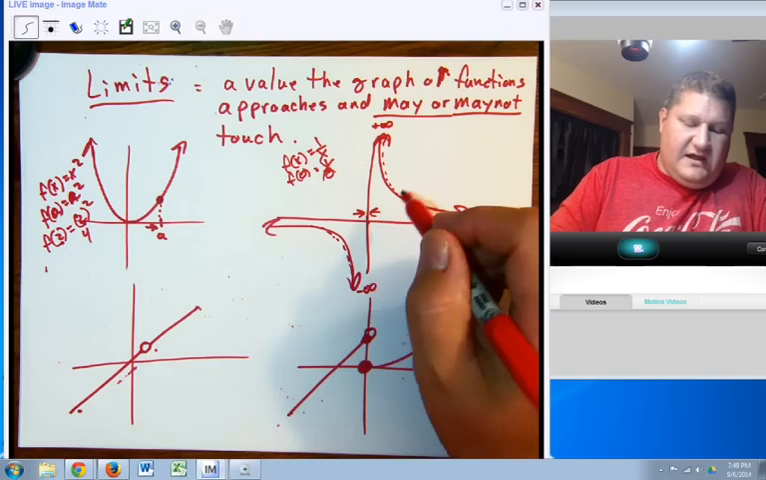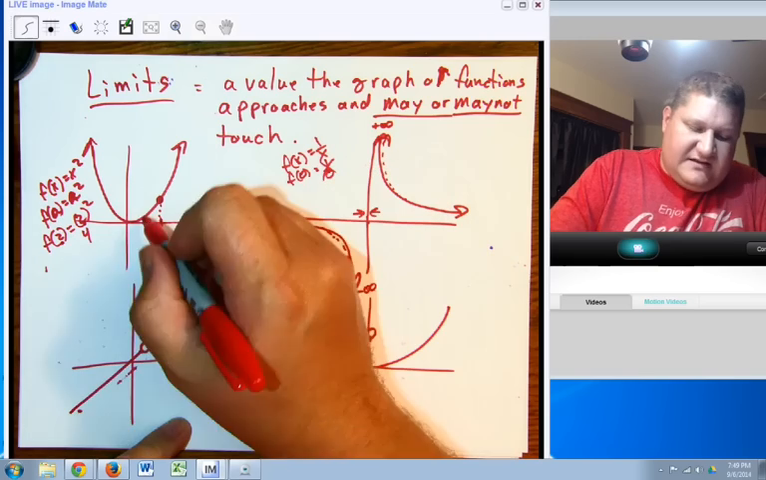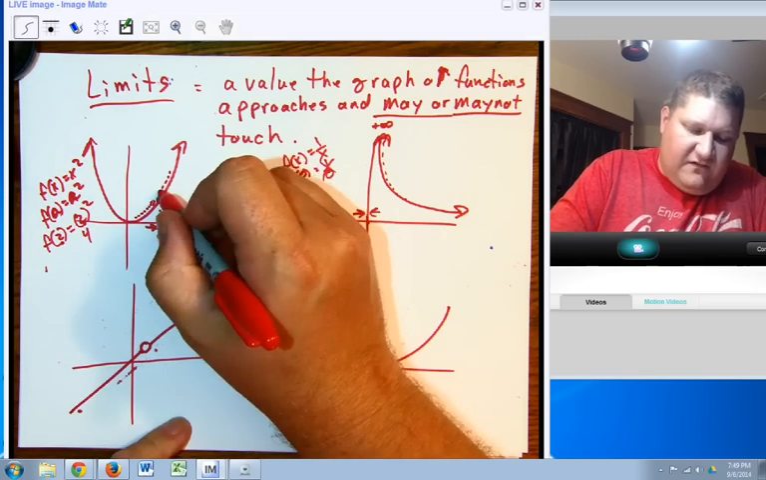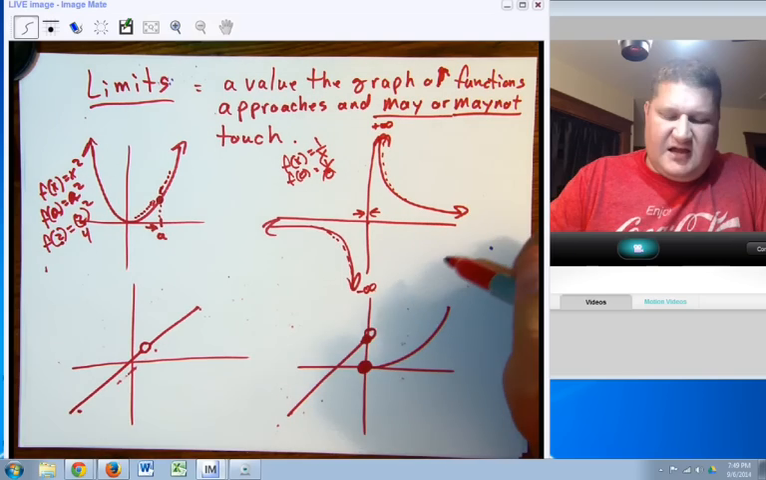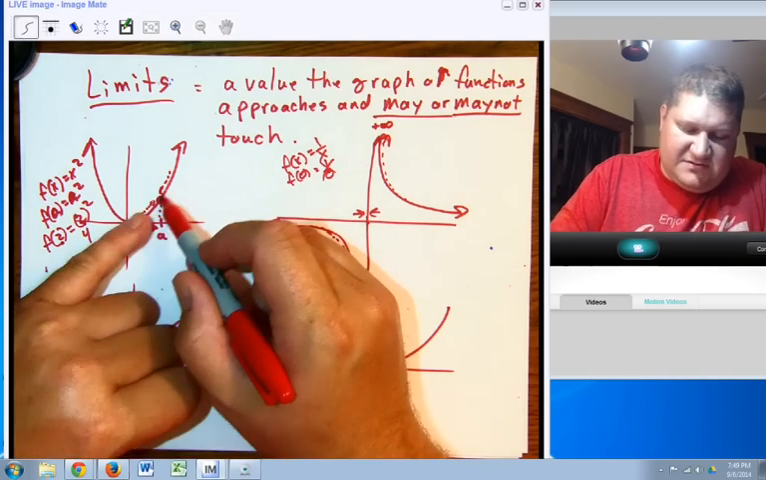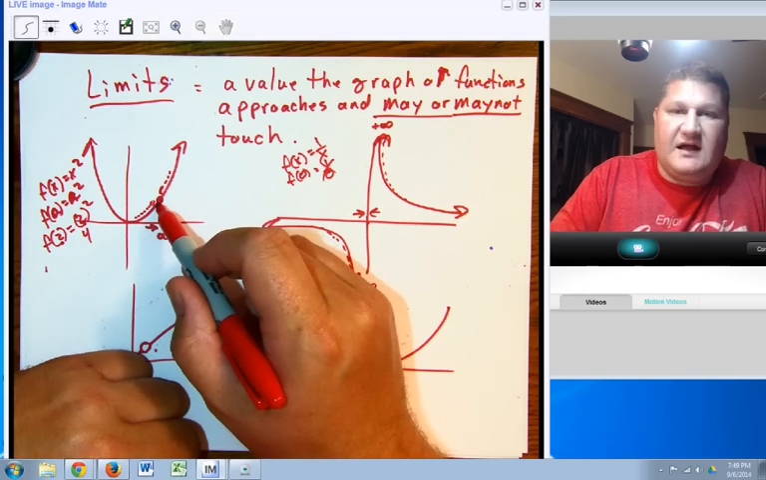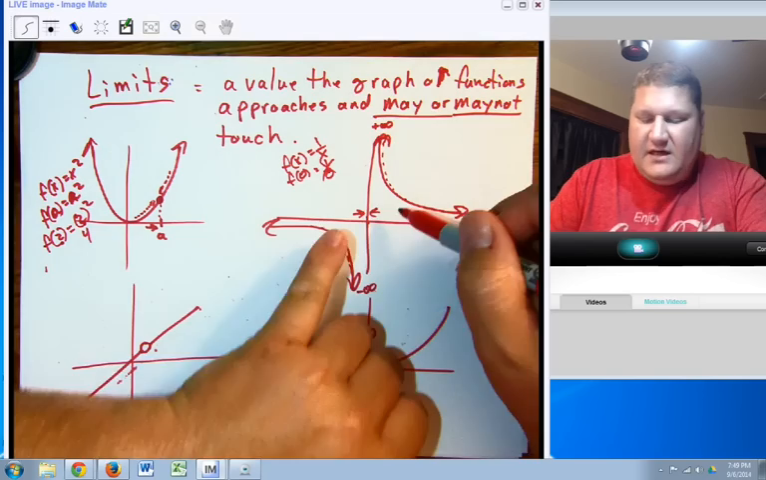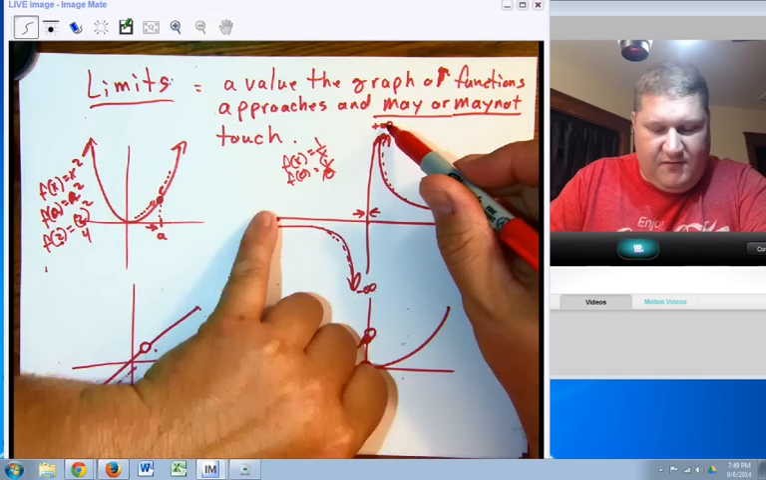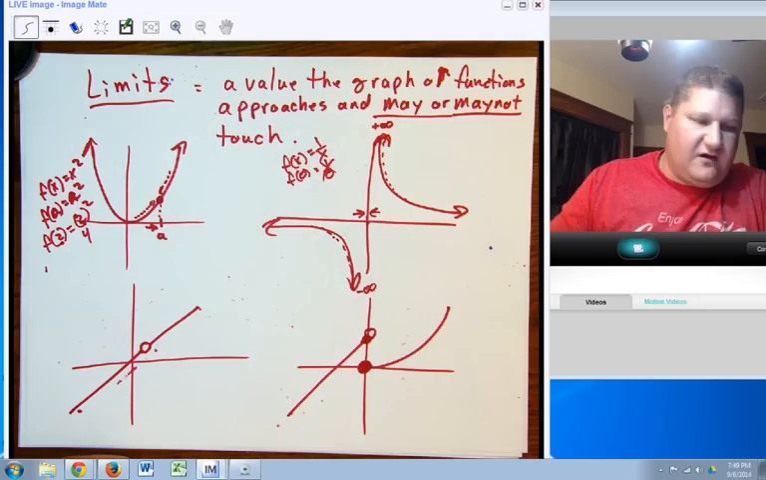So, in this case, the graph existed. And in this case, as I came up toward a this way, and as I came toward a this way, they seemed to be going to the same place. We plugged it in and yep, it's right there. So we got exactly what we expected. Here, as we approached from one way, we thought, well, maybe it's positive infinity. But if we approach from the other way, it's negative infinity. They disagree and the limit doesn't exist.